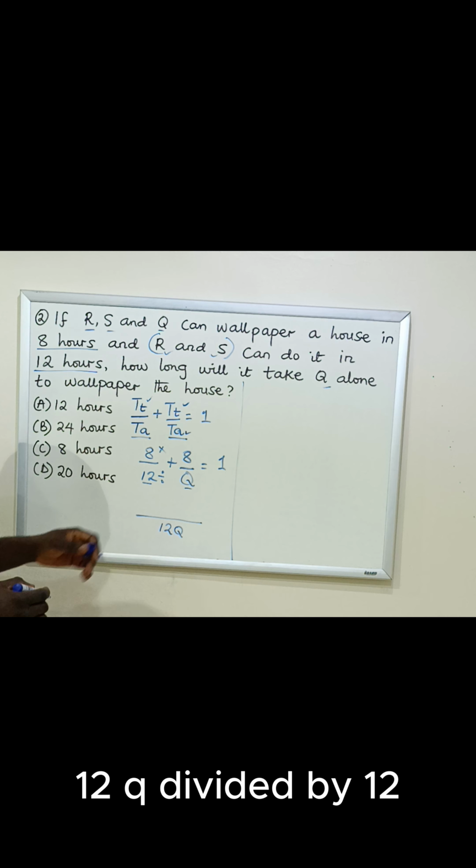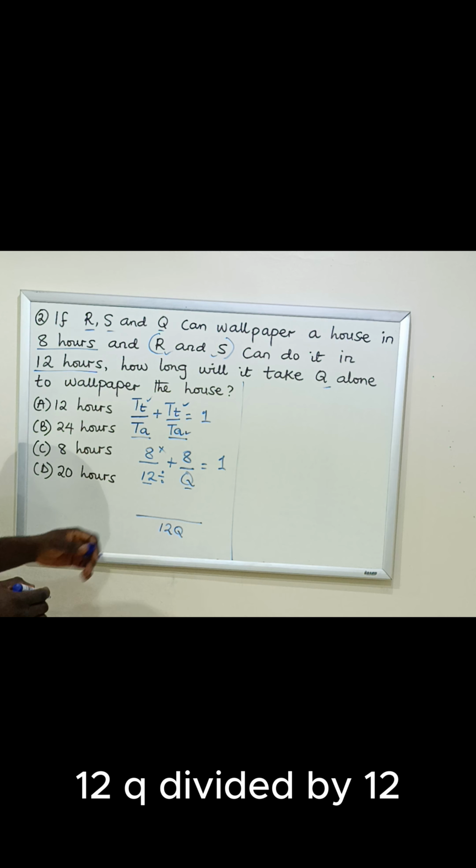If R and X work alone, without Q, the time together is 12. Now, TA, the time alone for Q, Q working alone. So we have 8 out of 12 plus 8 out of Q equal to 1. I substituted the numerical values extracted from the question and plugged them into the time together equation.